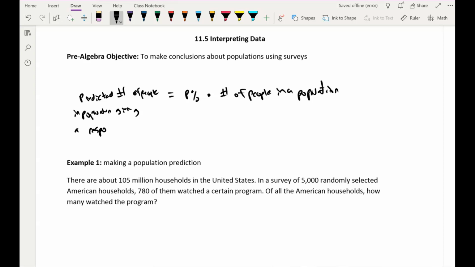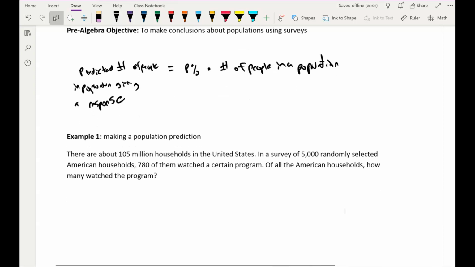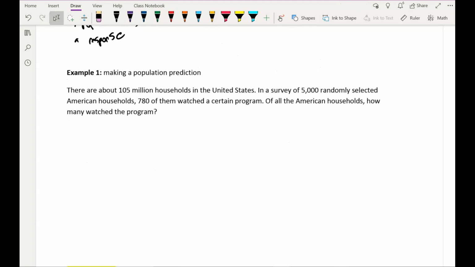So it might help to see another example here. We want to make a population prediction. There are about 105 million households in the United States. In a survey of 5,000 randomly selected American households, 780 of them watched a certain program. Of all the American households, how many watched the program?